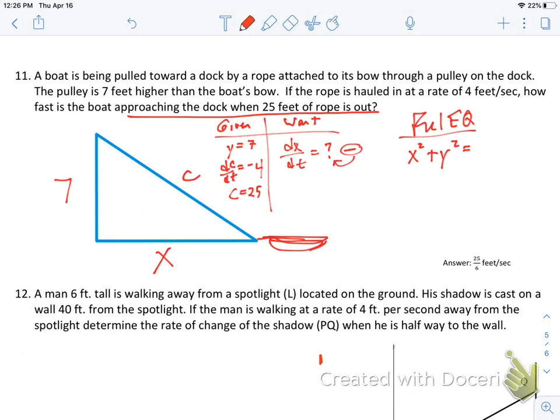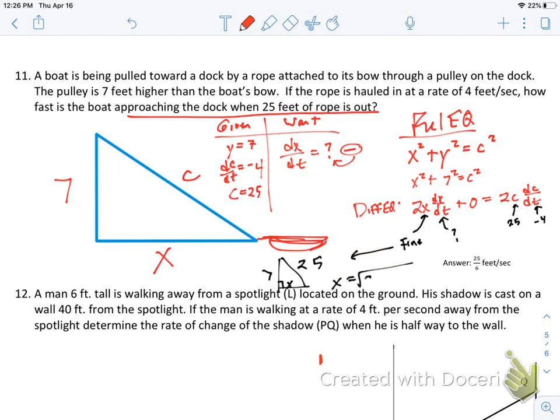Let's get the equation. Little Pythagorean theorem, same as before. Do we have any constants? Anything not changing? Yeah, how high the boat is, or how high the dock is from the boat. That's 7. I put it in. You derive, and this is the equation with its dx/dt and dc/dt respectively. We can plug in definitely the y. We don't have a y in the equation, so what do we have? We don't have x, but we could find it, right? dx/dt is the one I want to find. C is 25. dc/dt is -4. So those are all good.